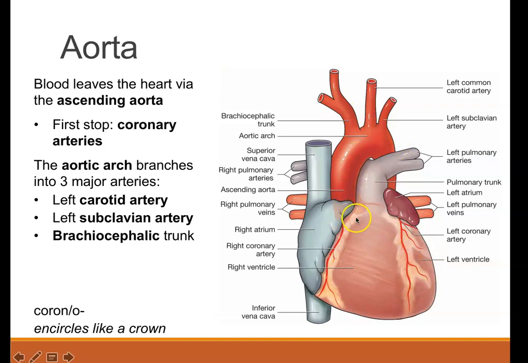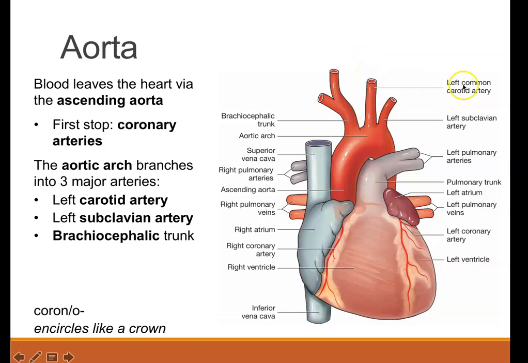Here's the heart. The ascending aorta goes up, and then we have the aortic arch, and then the descending aorta goes all the way down through the thoracic cavity, the abdominal cavity. Coming off the aortic arch up here, we have blood vessels that are going to feed the top of your body, basically your arms and your head. So the one that goes up to your head is the carotid artery, goes up through your neck.